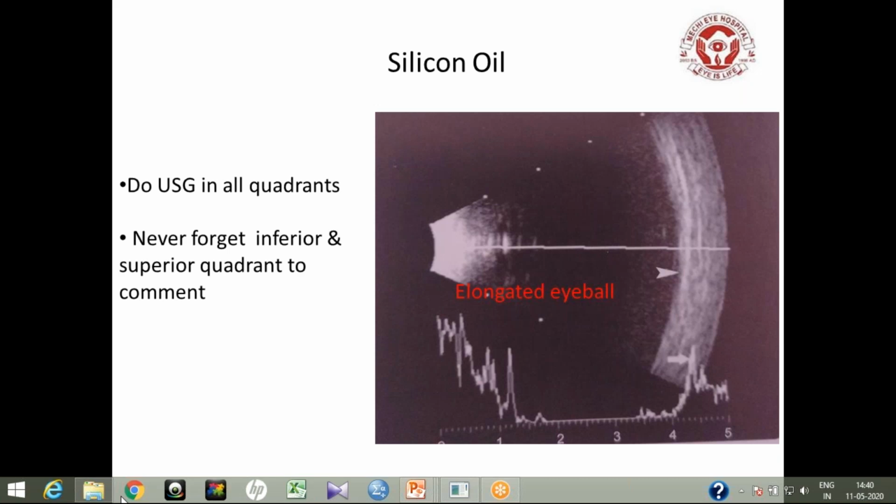There is a transmission of sound here. That's why it is elongated. But in case of refractive error, the reason is other. The refractive index of silicon oil is less than that of the aqueous. Because of the less refractive index, the parallel rays coming from infinity focus behind the retina. That's why hyperopia is there, but elongation is due to the lower velocity.